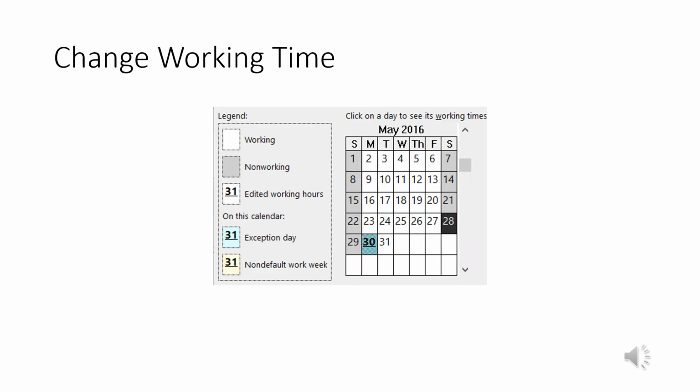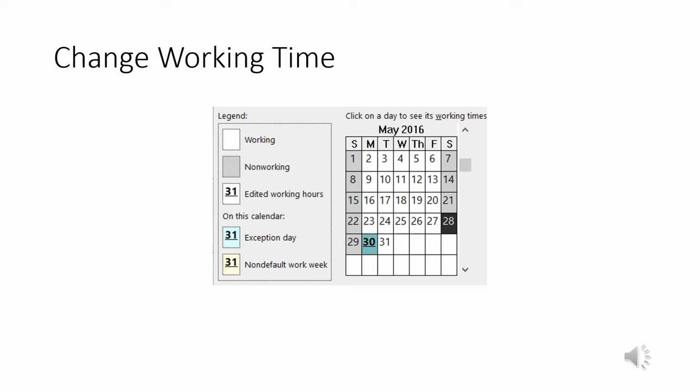Okay, this is how you read the calendar with the legend. If you're working, the days will be white, all right? If it's a default non-working day, it'll be gray. If you edit it, it'll make the calendar date bold and underline it. All right, so you can see we added Memorial Day, May 2016. Oh, by the way, ignore that 31. That's just a default. It'll always say 31 no matter what day you're looking at.